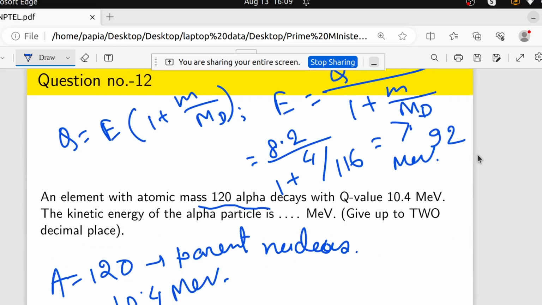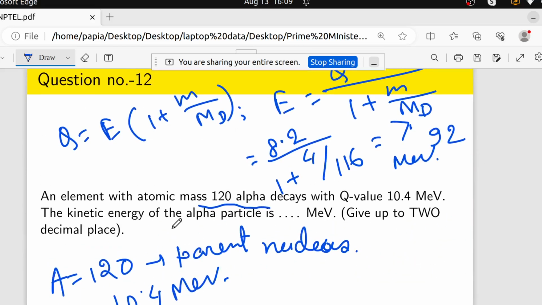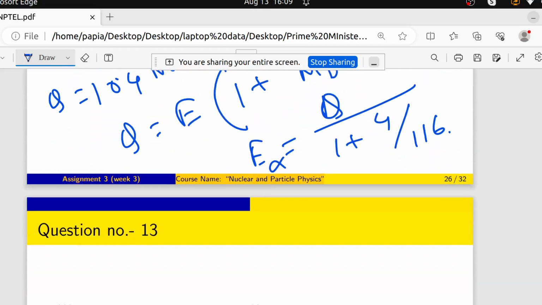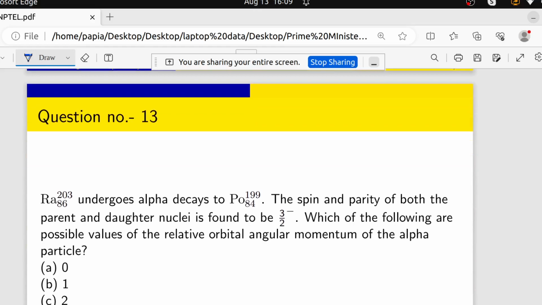So they are asking about the kinetic energy of the alpha particle in MeV. Give up to 2 decimal places. The kinetic energy of alpha particle will be 10.05. It will be in MeV. Okay. Now coming to the next question.